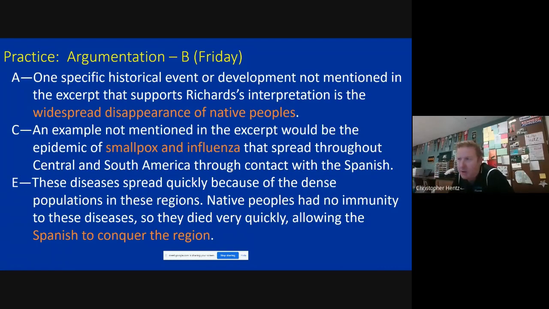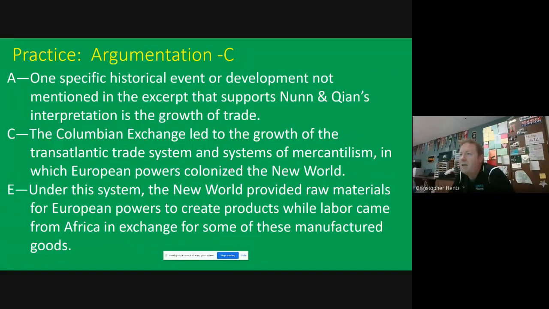region, okay? For C, the example I used here was the transatlantic trade system and the systems of mercantilism, which you guys should have learned about last year, transatlantic trade and mercantilism. The New World provided raw materials for European powers to create products while labor came from Africa in exchange for these manufactured goods, okay? All right, so.